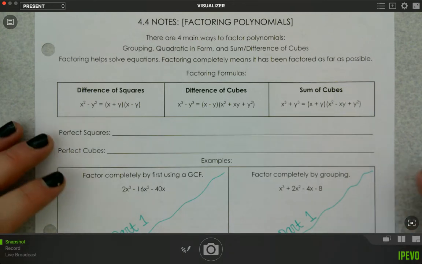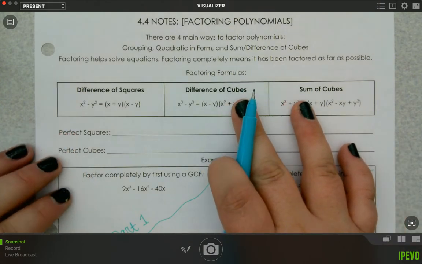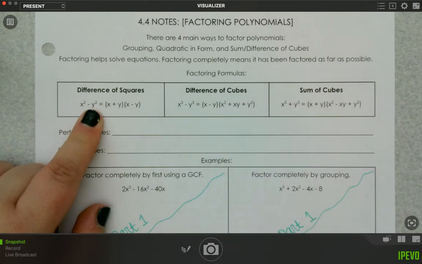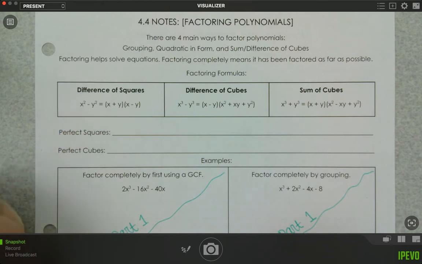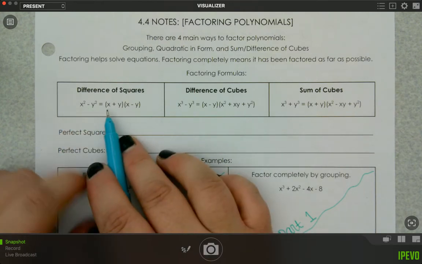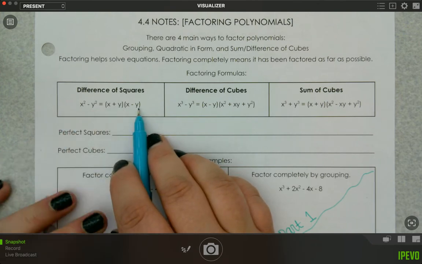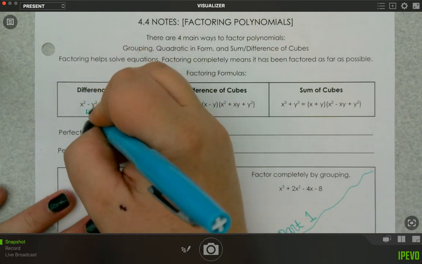So I'm actually going to start with the second one. I'm going to start with sum and difference of cubes, and I'm going to compare it to difference of squares over here. If you have two things being subtracted and both of them are perfect squares, this is just a fancy way of saying you do the square root, you take away the squared part, and you make one a plus and one a minus.